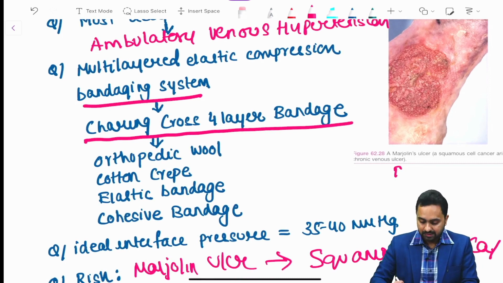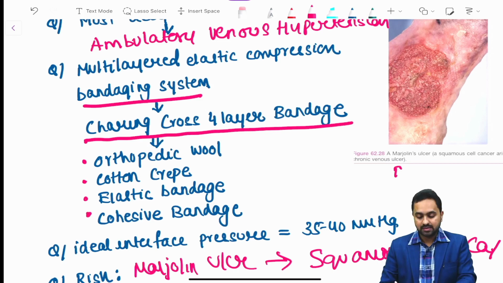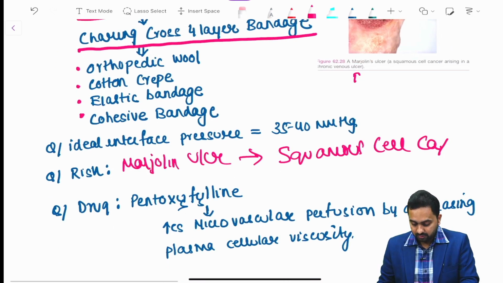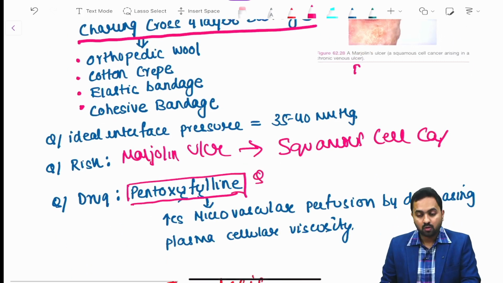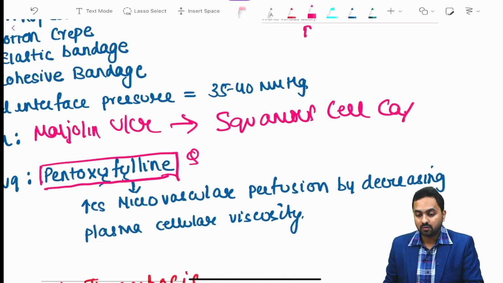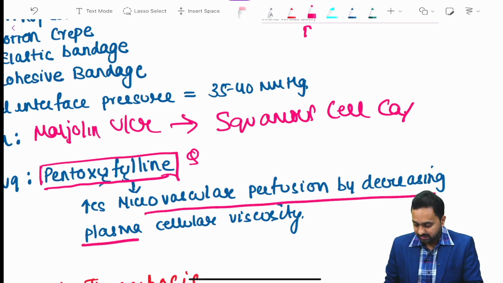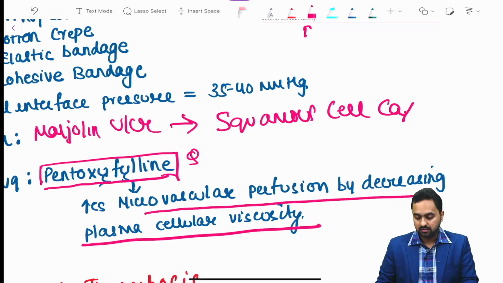4-layer bandage. It includes first orthopedic wool, cotton crepe, elastic bandage, and your cohesive bandage, right? A drug that has been used in the management is your pentoxifylline. Now what does it do? It increases your microvascular perfusion by decreasing the plasma and cellular viscosity, right?